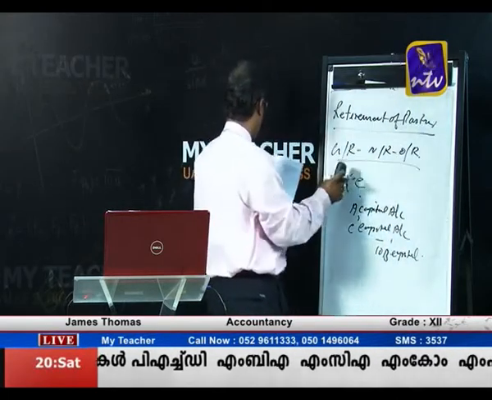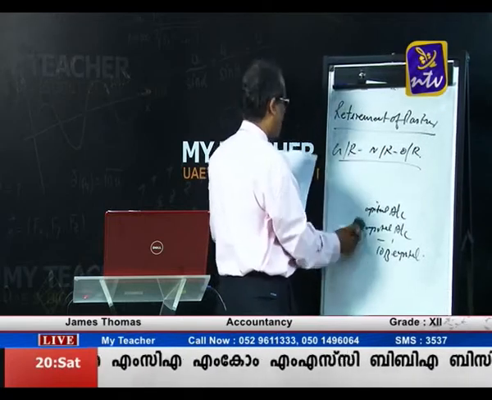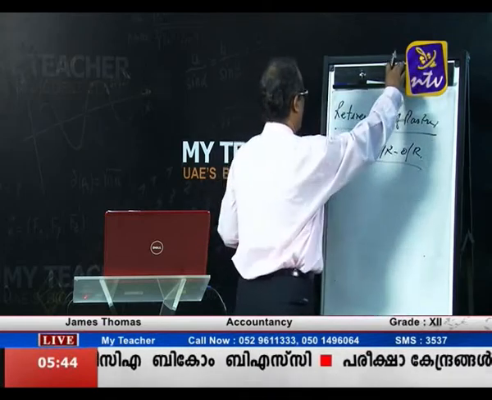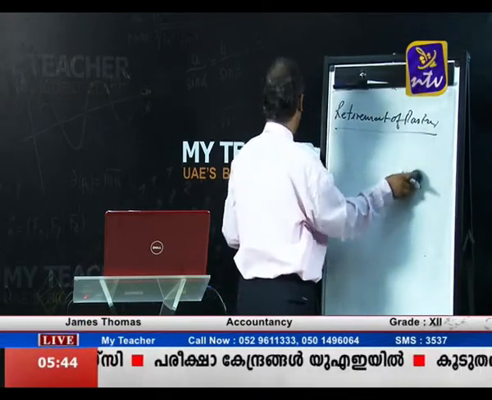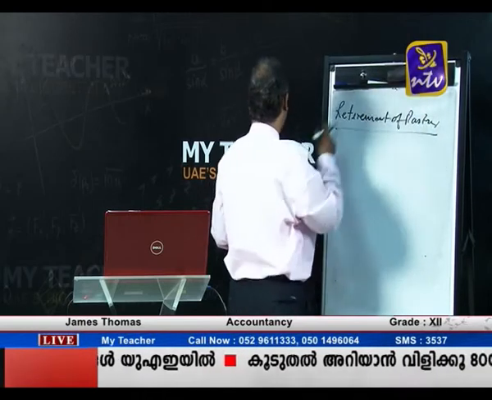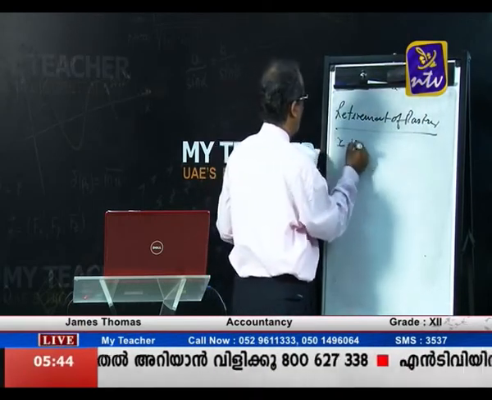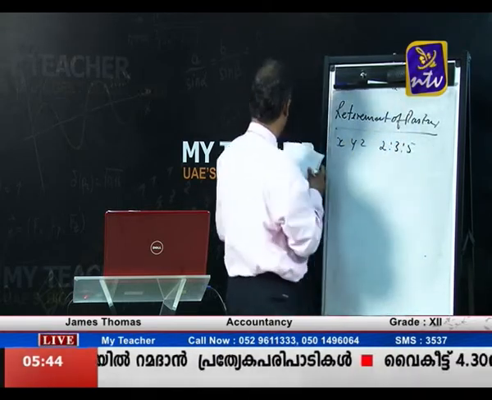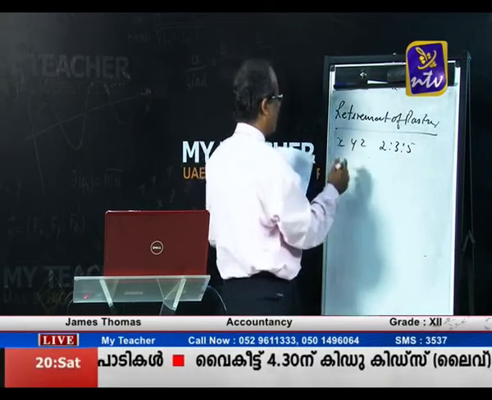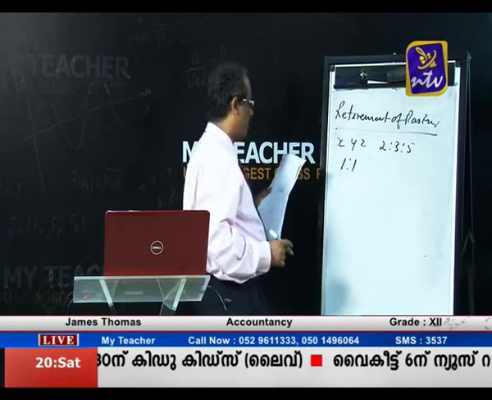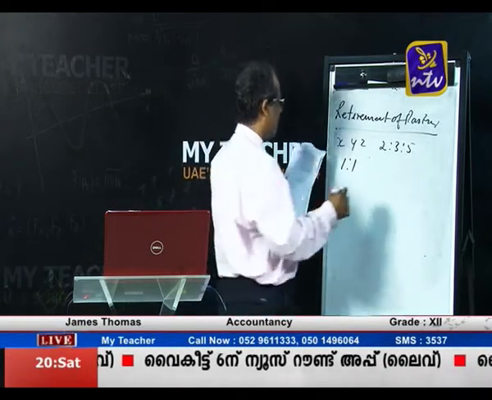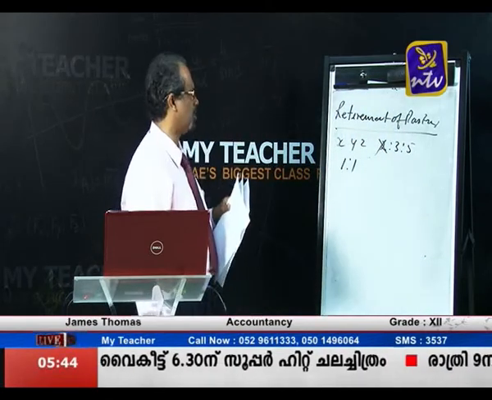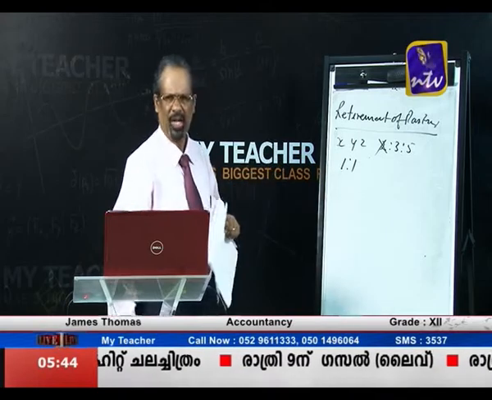So here X, Y, Z are partners and their ratio is given here. That means the old ratio is 2:3:5. See, look at this example. X, Y, Z are partners. Their old ratio is 2:3:5. And X retires and the new ratio is given as 1:1, or equally. So who is leaving? So here X retires. X, Y, Z are partners. Their old ratio is 2:3:5 and the new ratio is given, that is 1:1.